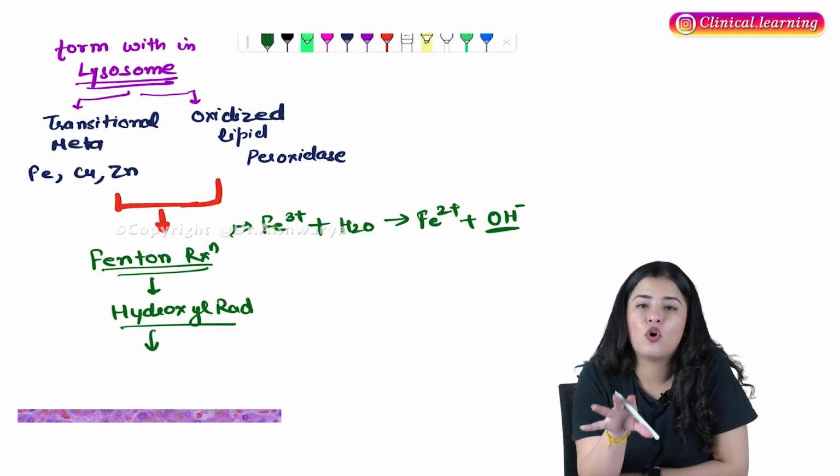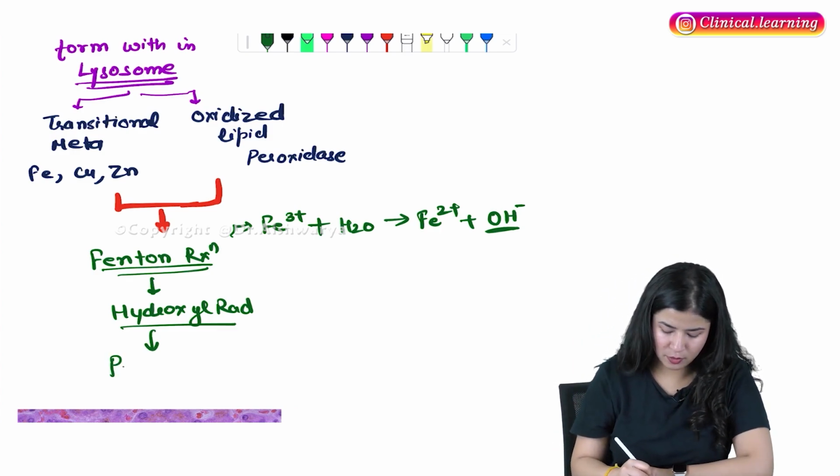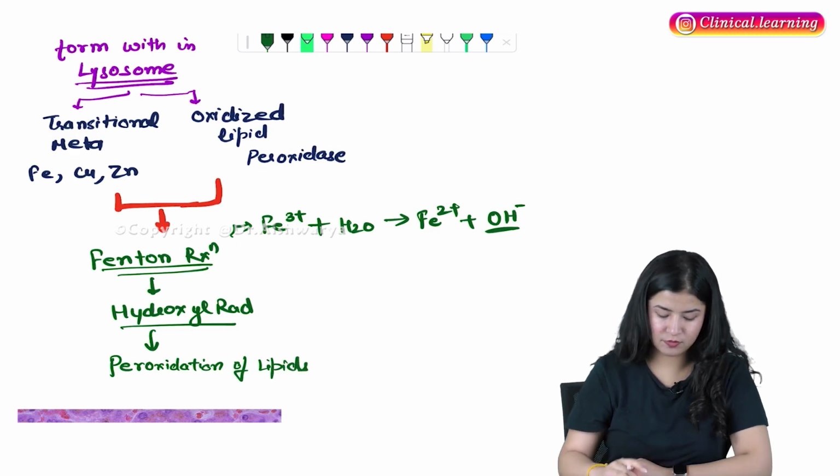and these hydroxyl radicals in turn cause peroxidation of lipids. They cause what? Peroxidation of lipids, okay.